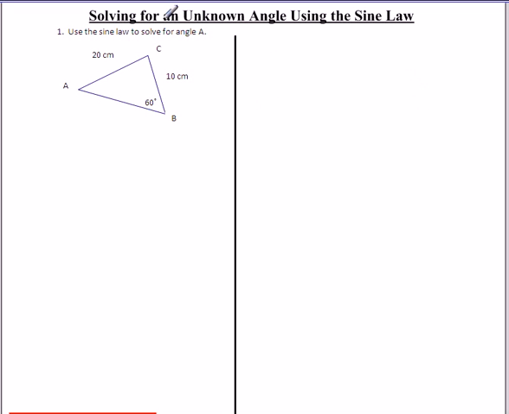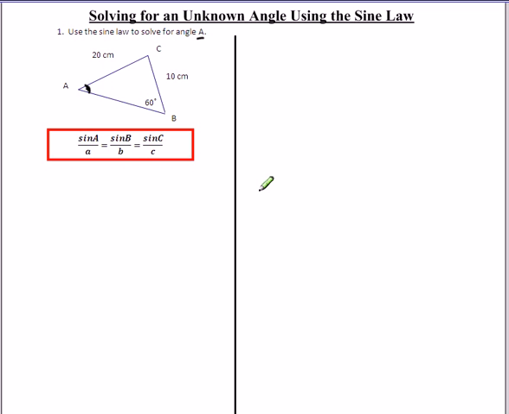Today we will be looking at solving for an unknown angle using the sine law. Our question asks us to use the sine law to solve for angle A. So this is our angle A right here, and we're going to try to use the sine law to solve for this angle in degrees. Before we get started, let's first recall the equation that we use with the sine law.